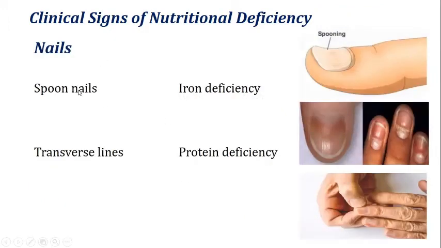Then nails. In nails there are spoon nails. It means this type of shape, like a spoon. Then this may be due to iron deficiency. Also, I don't know whether you have heard that if children are eating wooden things and the walls, then it may be a sign of iron deficiency also.